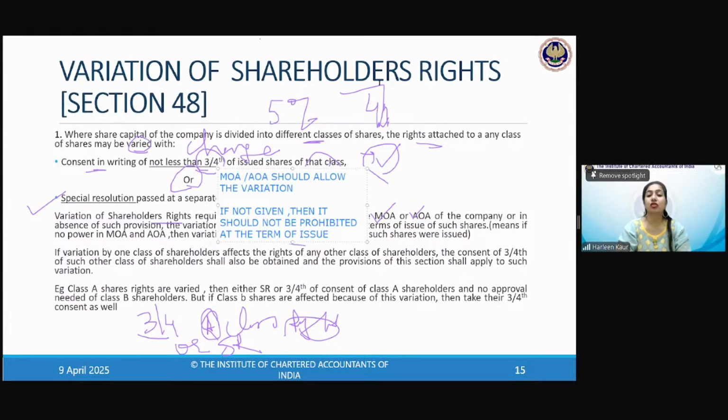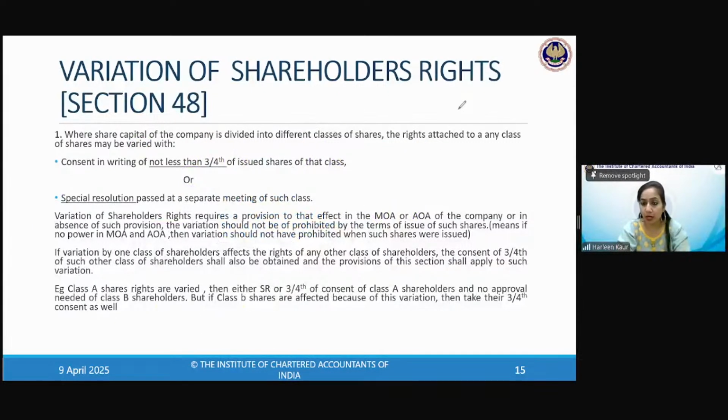So variation in the shareholders' rights requires the consent to be given. It should be allowed. A provision to this effect means that a provision shall be given that yes, you can make a variation of the shareholders' right in the MOA or AOA.